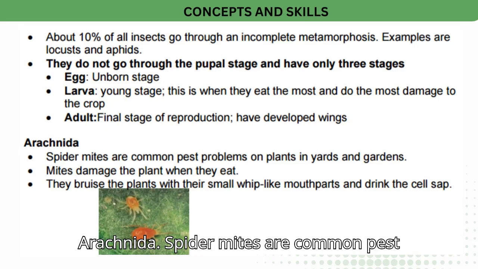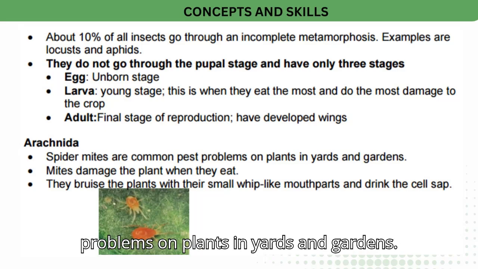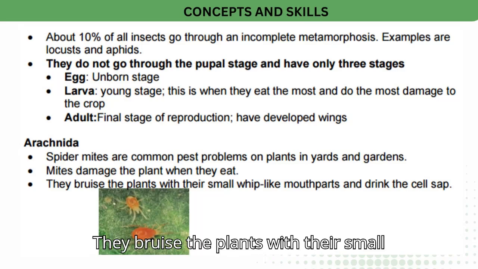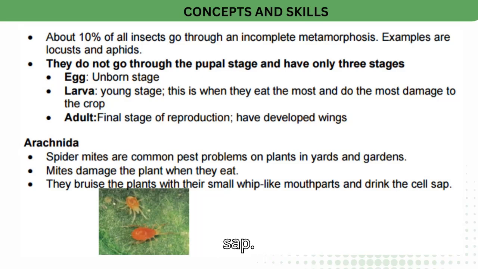Arachnida. Spider mites are common pest problems on plants in yards and gardens. Mites damage the plant when they eat. They bruise the plants with their small whip-like mouthparts and drink the cell sap.